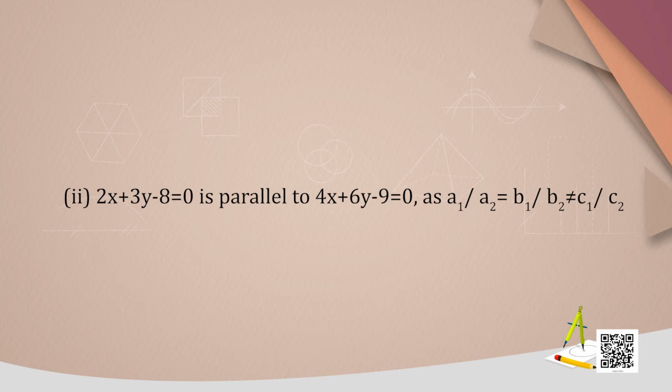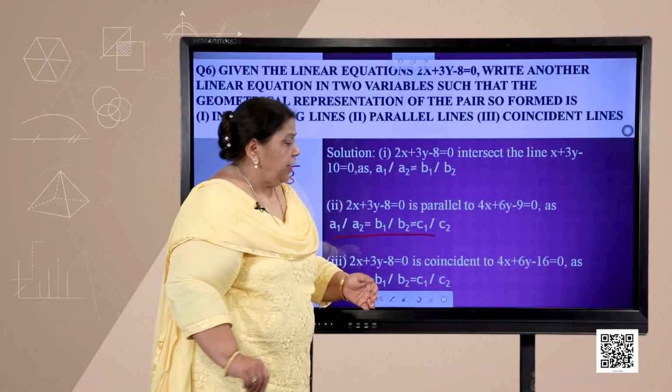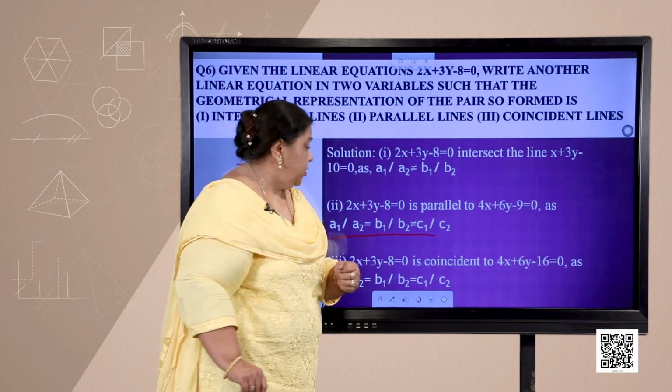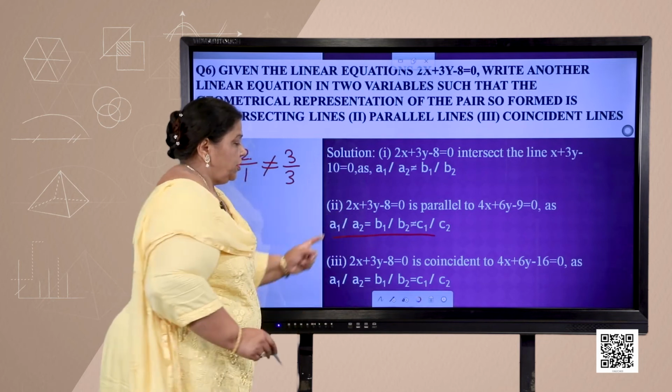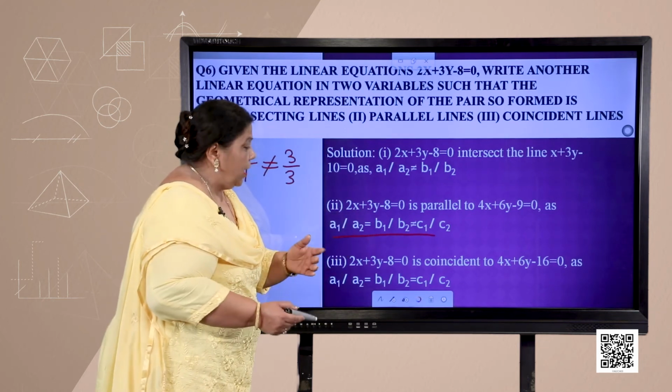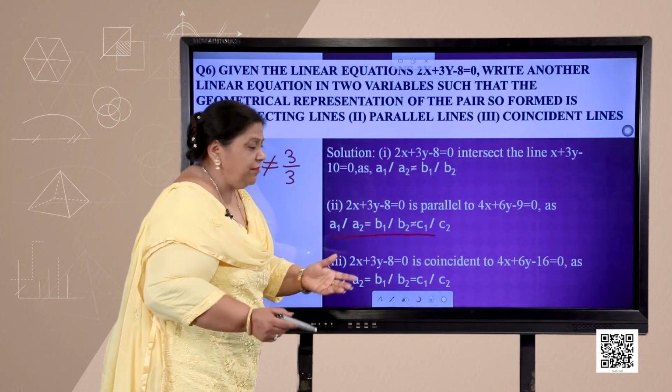It is no solution. A1 upon A2 is equal to B1 upon B2, that is not equal to C1 upon C2. Here the given equation is 2x plus 3y minus 8 is equal to 0, and we have taken a line which is parallel, that is 4x plus 6y minus 9 is equal to 0. Did you notice what we have done here? We have multiplied the coefficients of x and y with 2 and the constant terms we have taken differently.